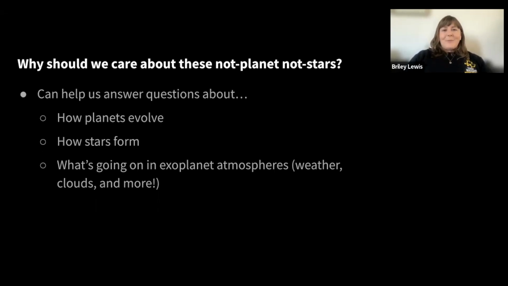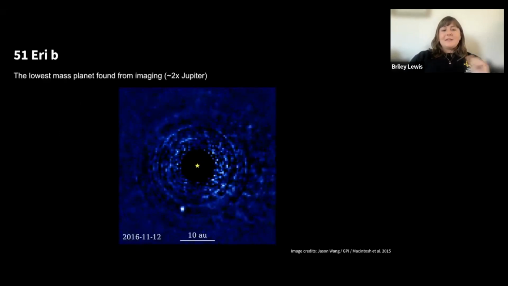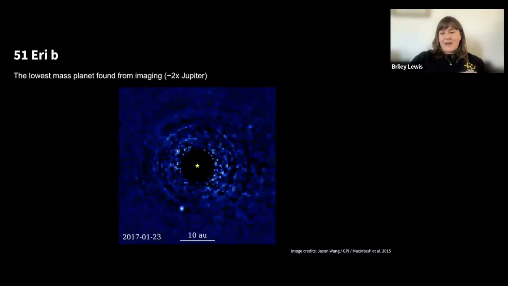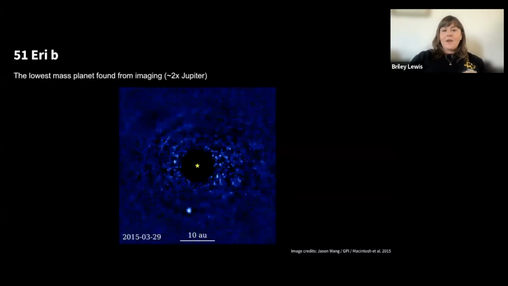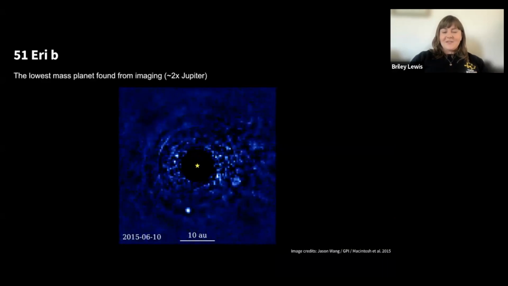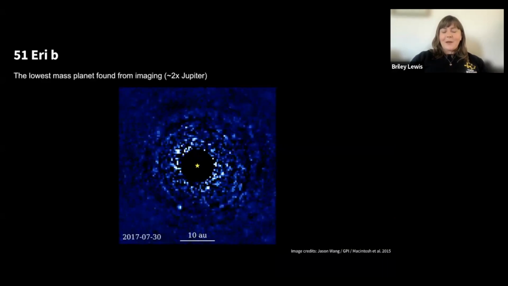So what we're going to do now is go on a little tour of a couple of the discoveries from direct imaging. Let's move on to our first one. This is 51 Eridani b. This is the lowest mass planet that we've found from imaging. It's 2 times the size of Jupiter. And you can see in this image that we actually can see some of its orbit.